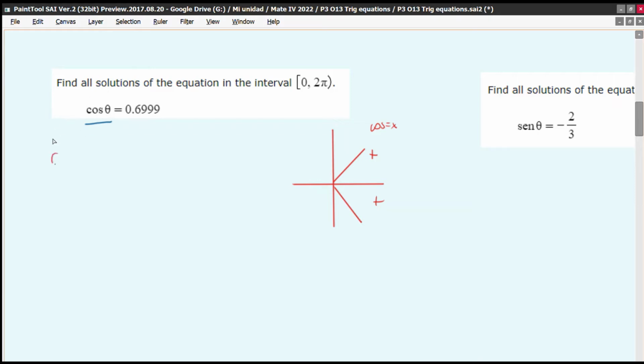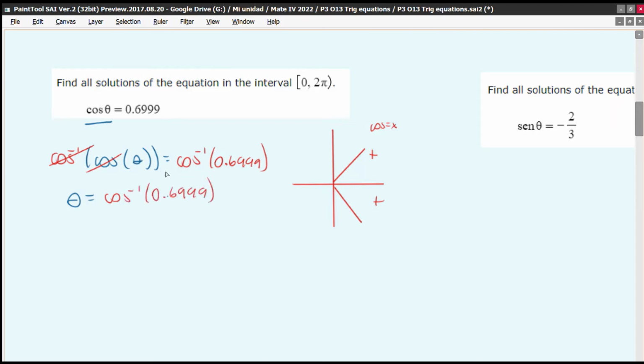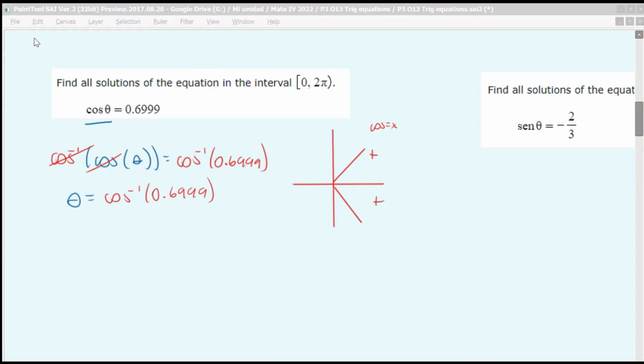So by now we know that to solve for theta, I have to apply the inverse function of cosine to both sides of my equation. On the left side, these two terms cancel each other. So I have theta equals cosine inverse of 0.6999. So I know that right now, when I go into my calculator in Chrome, you are not going to see it, but please use your calculator.